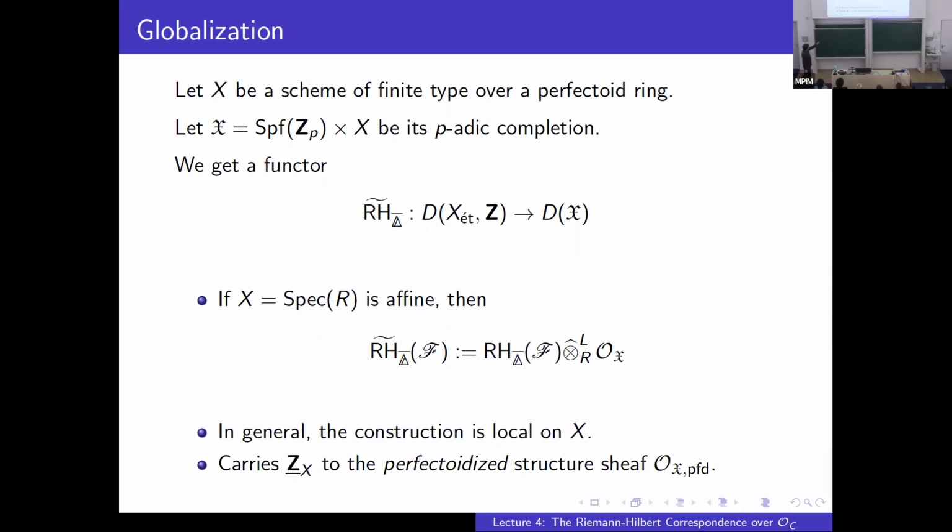And just a warning that this carries the constant sheaf on X not to the structure sheaf of this formal scheme, but to what you might call the perfectoidization of the structure sheaf, a complex which is not in a single degree.